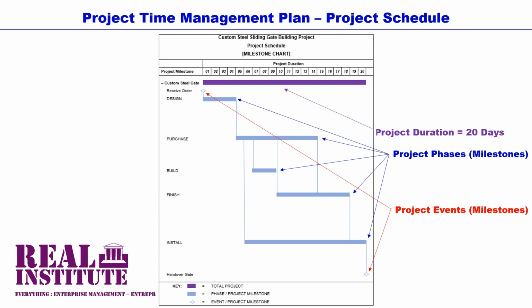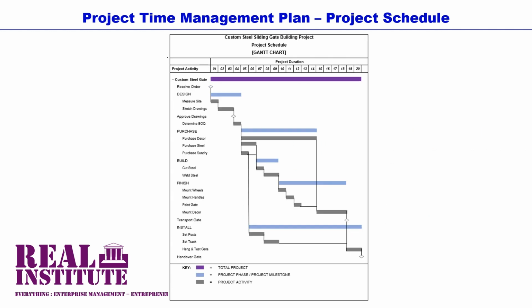Then at the lowest level below each project phase or milestone, the project activities are plotted. This is also done by way of horizontal bars, demonstrating the start, the duration, and the finish for each project activity. The succession and the dependency among the project activities is depicted by way of lines that connect each project activity to its successor activities, and vice versa is depicted by way of lines that connect each project activity to its predecessor activities.